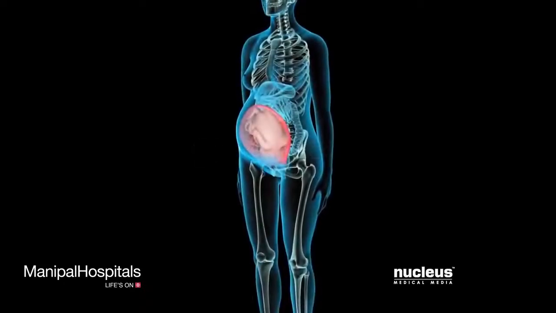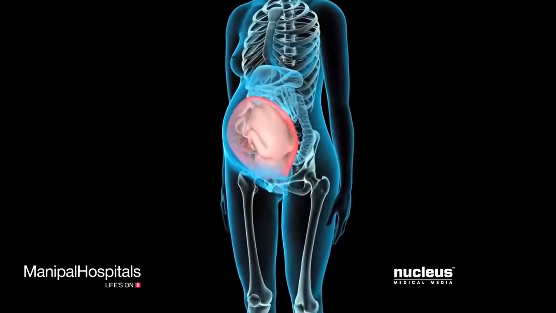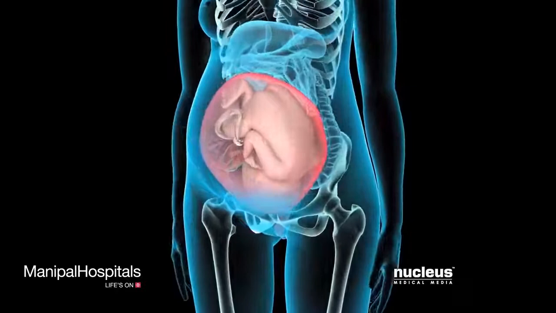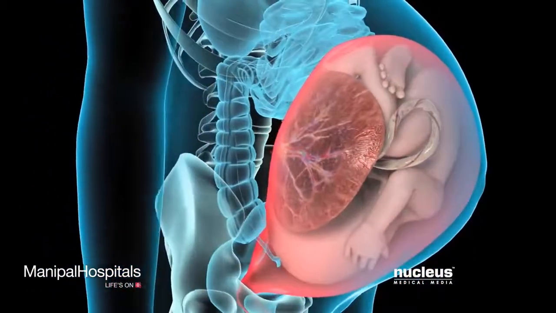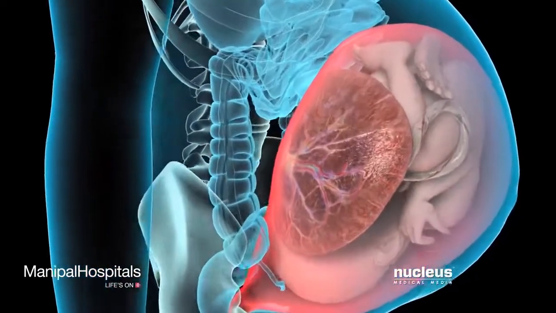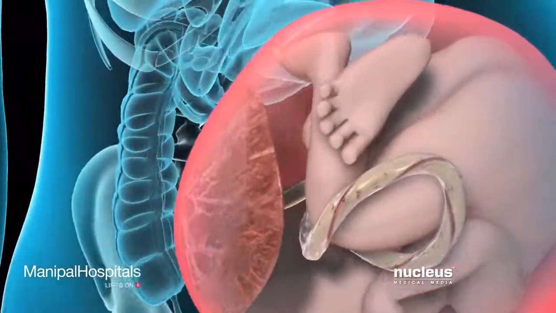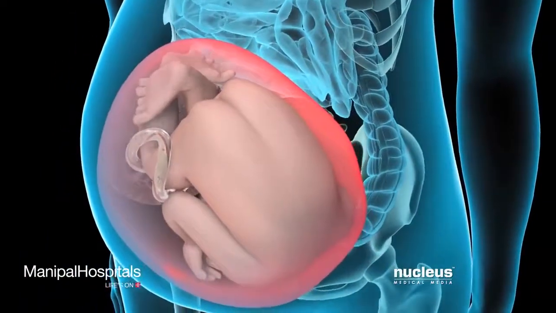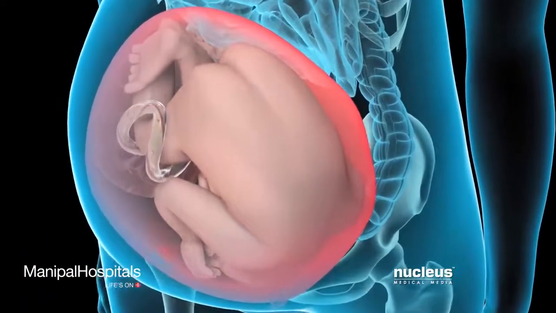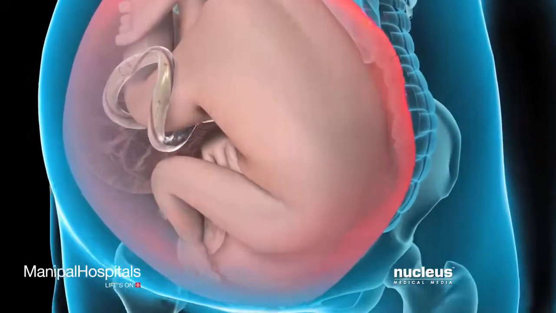A cesarean section, often referred to as a C-section, is a surgical procedure in which incisions are made in a woman's abdomen and uterus to deliver a baby. Some cesarean sections are planned. More often, however, the need for the procedure becomes apparent after the onset of labor, when abnormal conditions make a vaginal delivery unsafe for the mother or her baby.